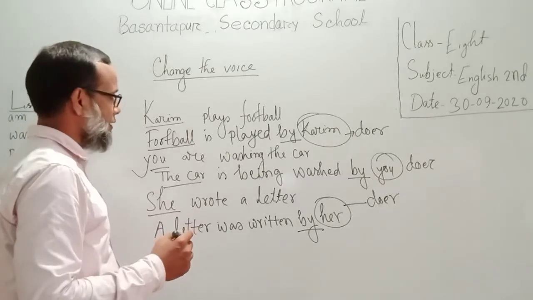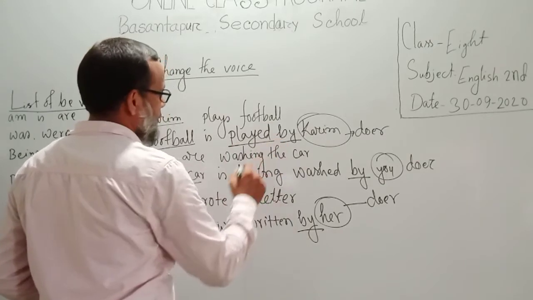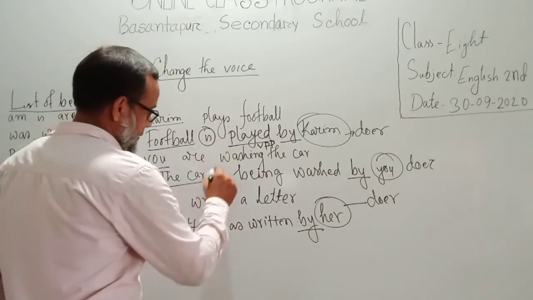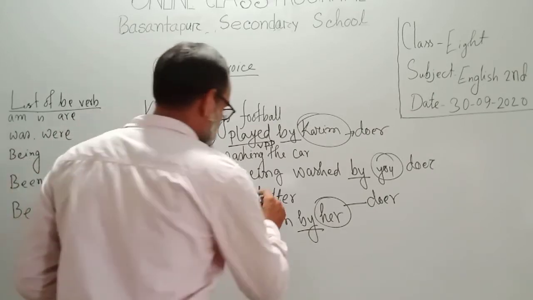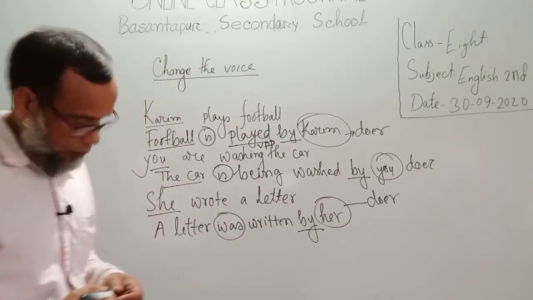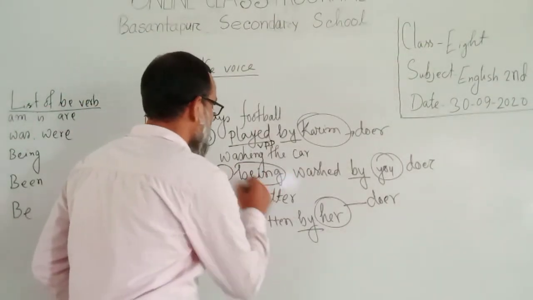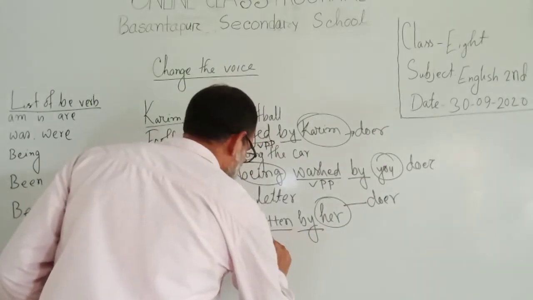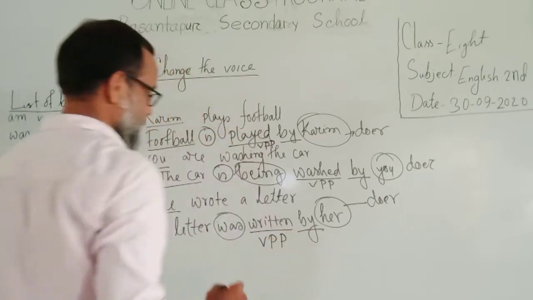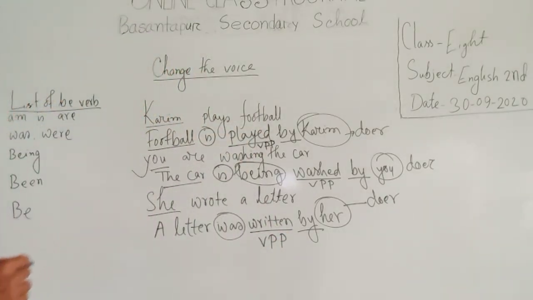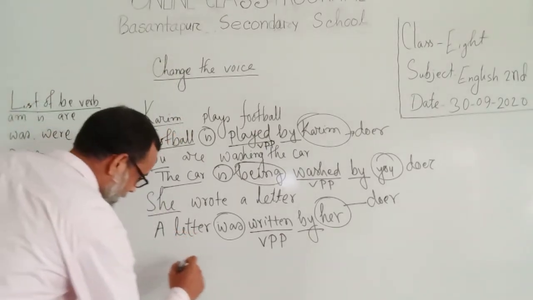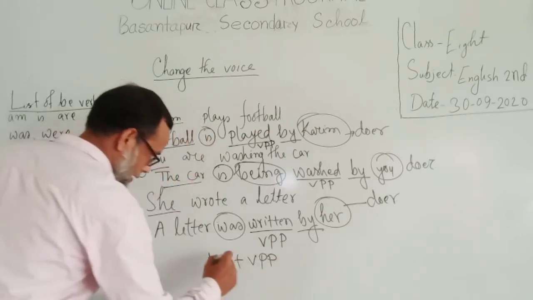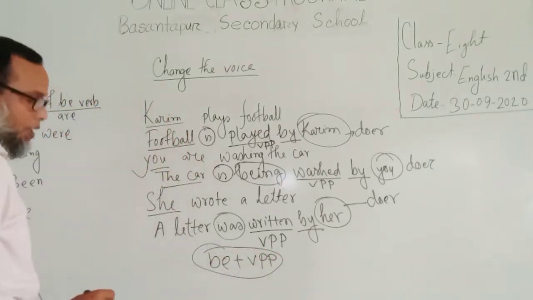Another identification you can see: verb form past participle, and be verb. Here is the be verb, and the verb form is past participle. So in passive voice, the verb form must be be plus V-PP. This is most important to make the passive form.